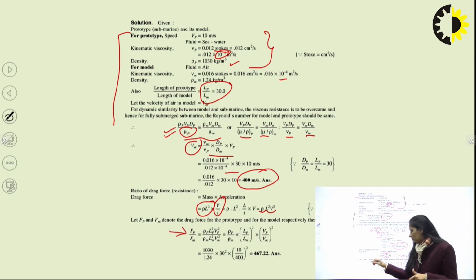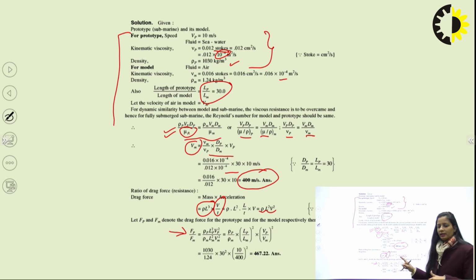Just apply a simple ratio formula. What you are getting is rho p by rho m multiplied by LP by LM whole square multiplied by VP by VM whole square. Now in this question, you know what LP by LM is, it is 30, and you can formulate what VP by VM is. So just put all the given values in this equation, solve it, and at the final stage you will be getting 487.22 as your final answer for this question.